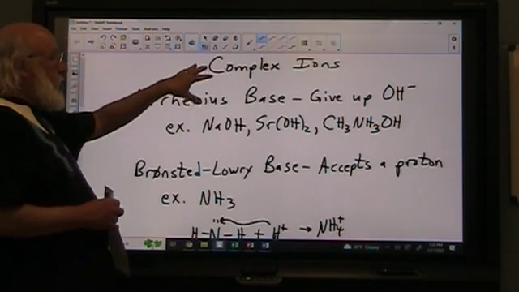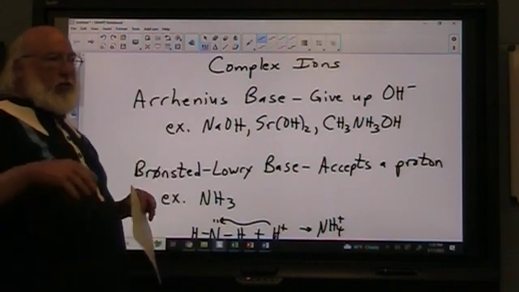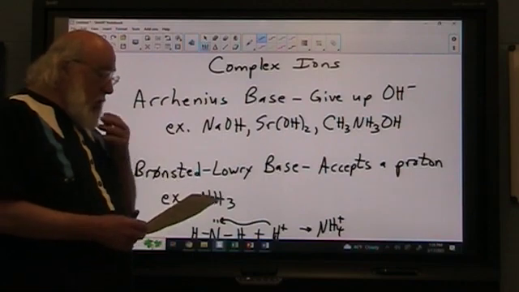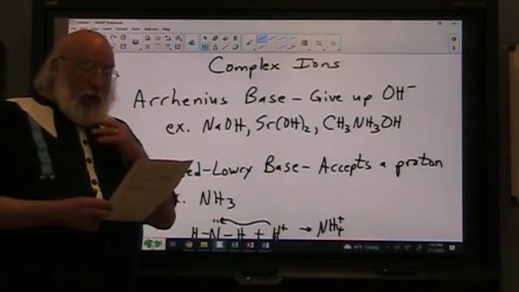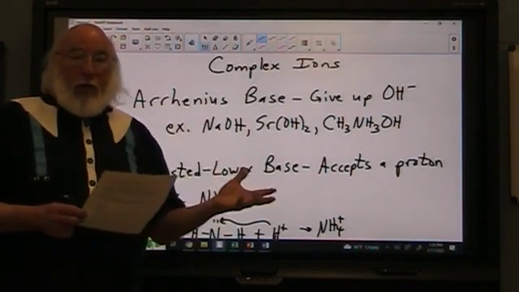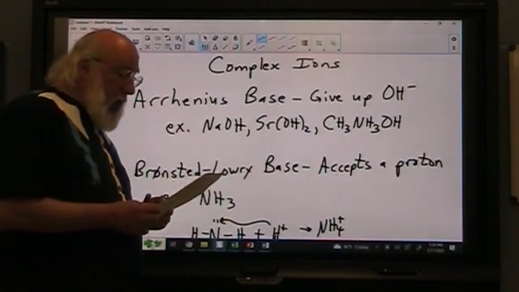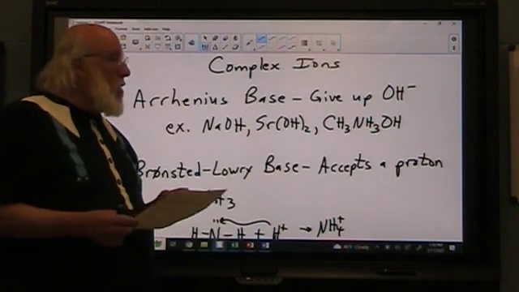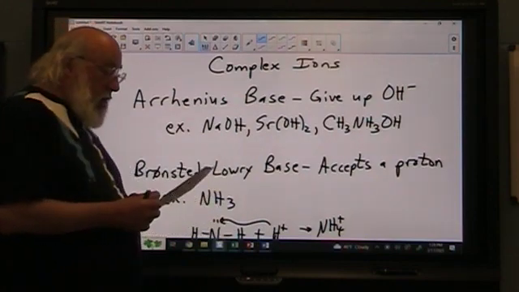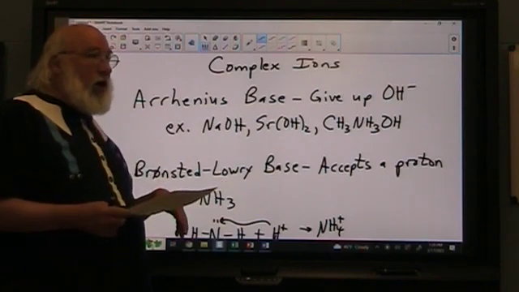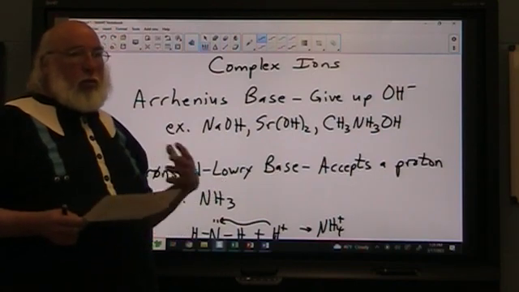Our next topic deals with complex ions. Complex ions are the third of the three types of ions that we've had to deal with. One dealt with binary compounds with only two elements that were ionic. Then we had the polyatomic ions, and then we have the complex ions. The complex ions deal with what we call Lewis bases.